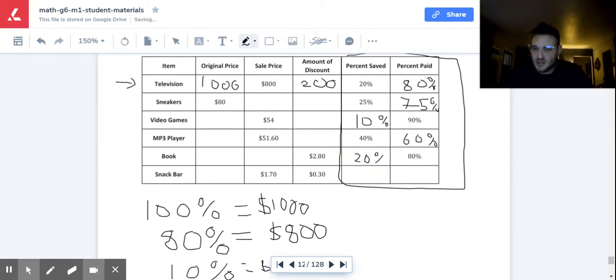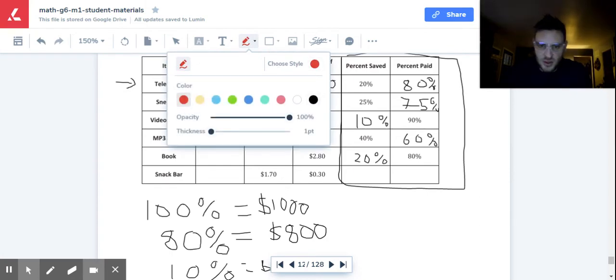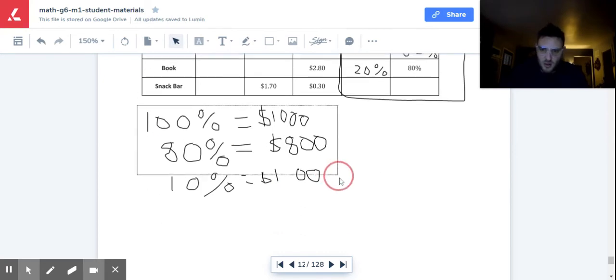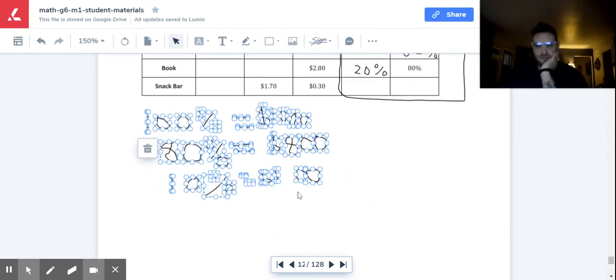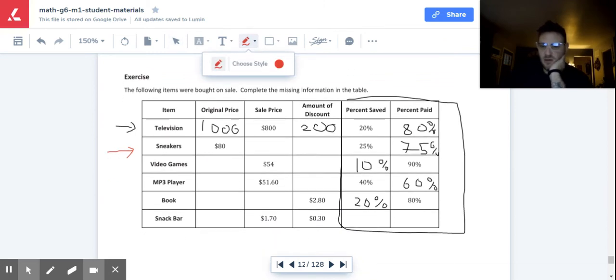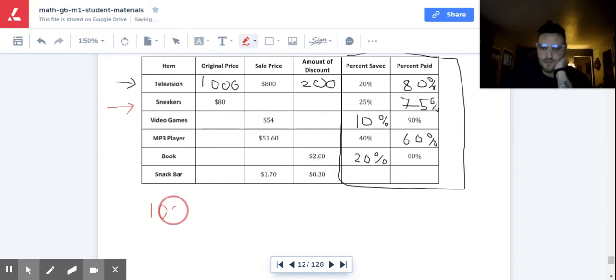And we will do this last one down here. We don't know, so we're actually going to have to do the math to figure it out. Okay? So let's go ahead and say that we are going to do this one. And for the sake of room, we're going to get rid of all of this. Okay, so we are in red. So the original price was $80. So 100% was equal to $80. Boom, easy peasy.